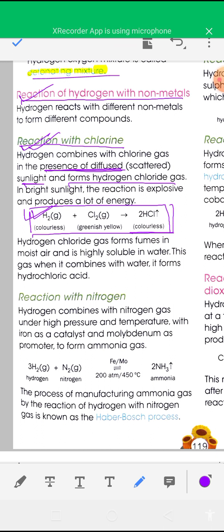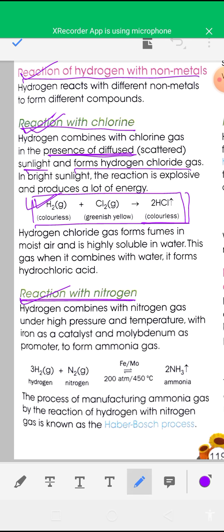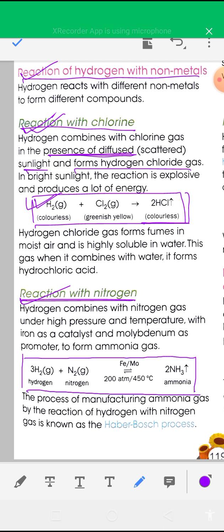Now see reaction of hydrogen with nitrogen. The reaction is given: when hydrogen, that is H2, combines with nitrogen, that is N2, in presence of iron catalyst and molybdenum promoter. Mo means molybdenum, Fe means iron, and the pressure required is 200 atm, and the temperature required for this process is 450 degrees Celsius.